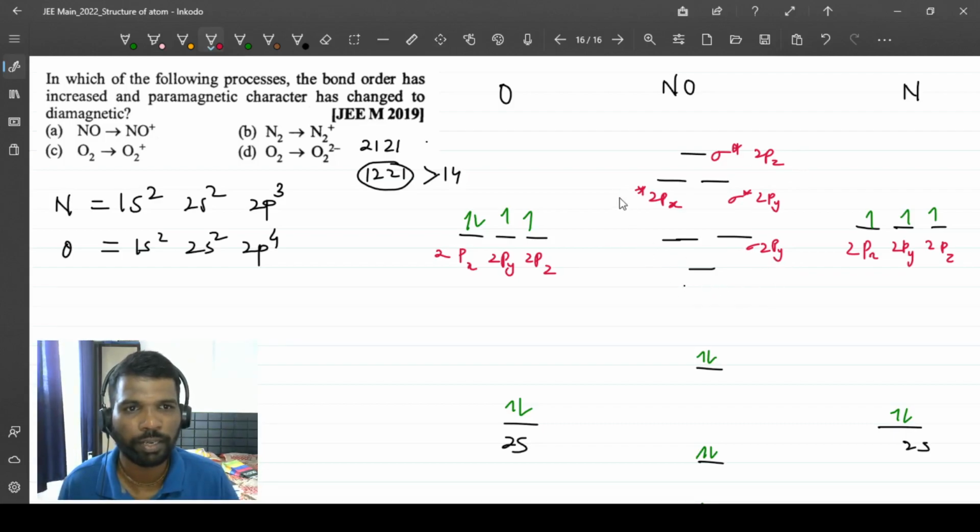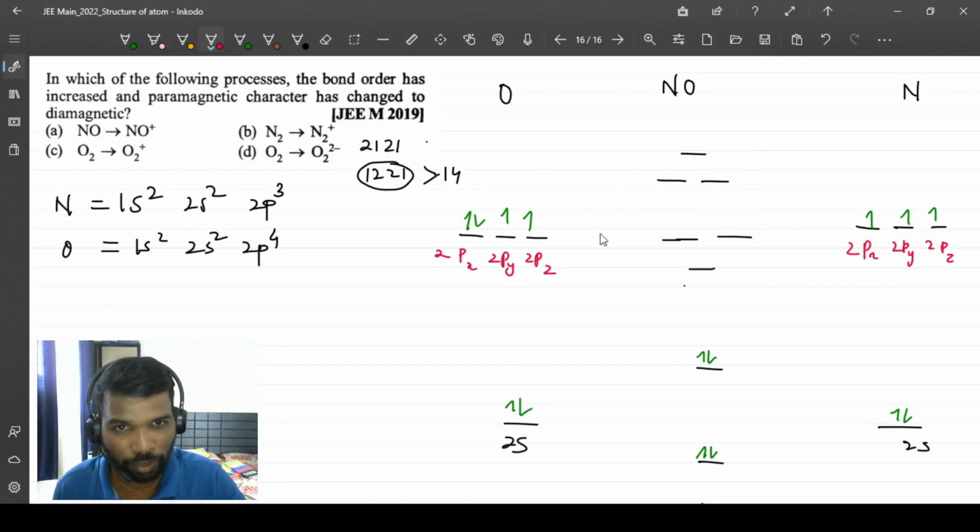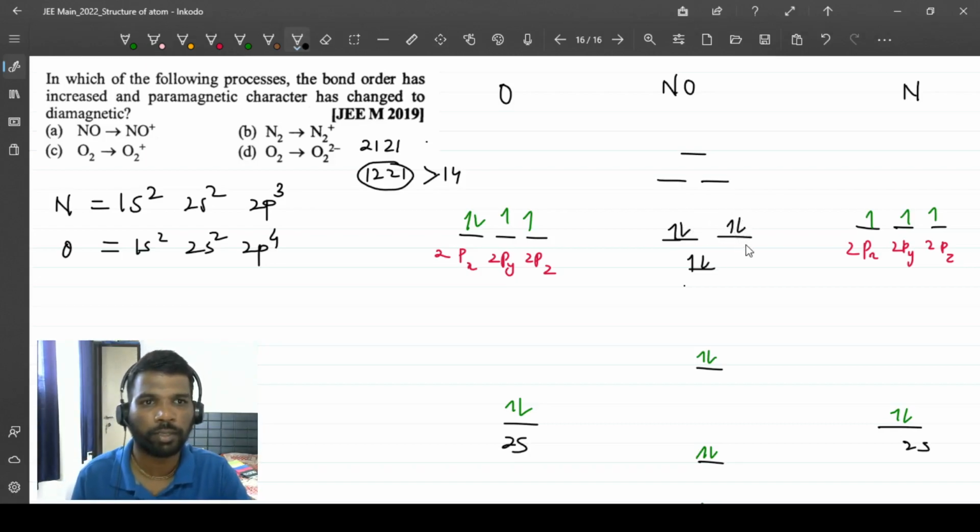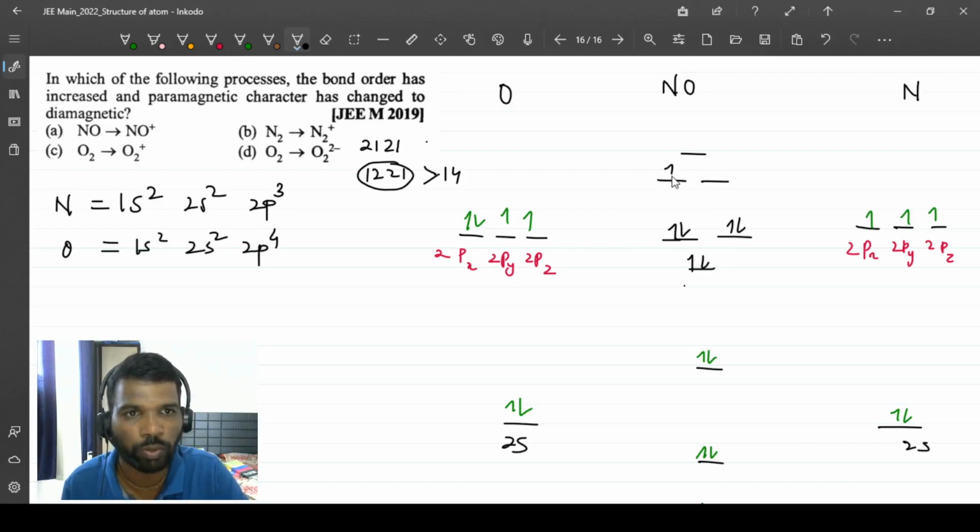Finally, we have to see how the electrons are going to be filled over here. Here there are a total of 4 and 3, that is 7 electrons. So what is going to happen over here? It is 1, 2, 3, 4, 5, 6. The seventh electron will go to the anti-bonding.